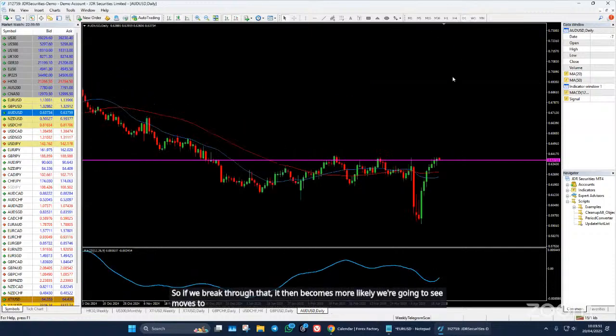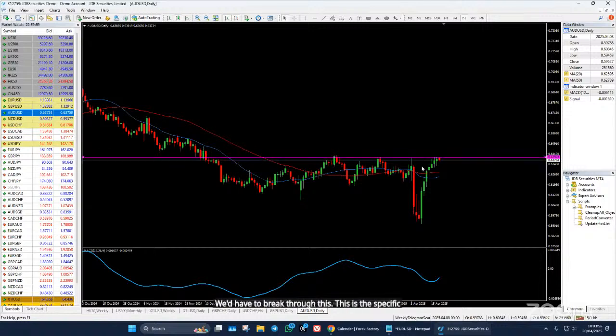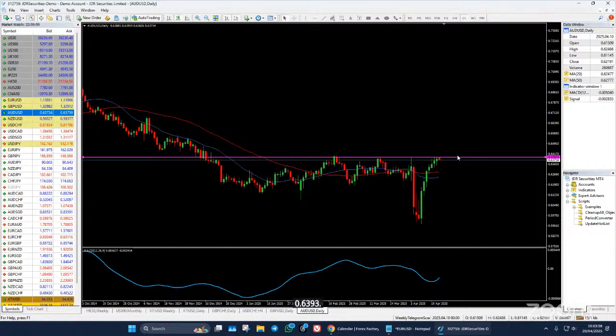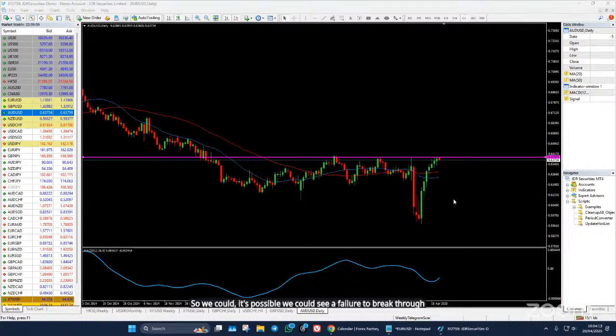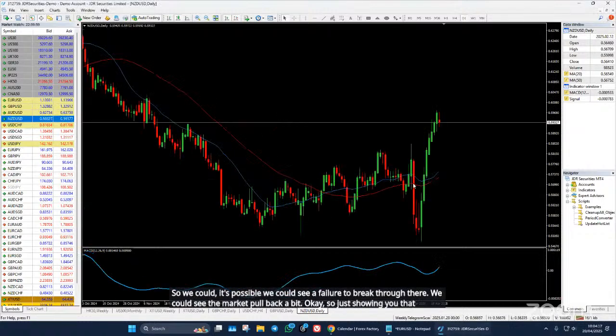So from a daily perspective, we'd have to break through this. This is the specific level I'll be watching: 0.6393. I want to see us break and close above that. We're not there yet. You can also see, which is not necessarily a sign of strength, although we have a relatively flat level here, we have got bearish divergence there. So it's possible we could see a failure to break through there, and the market could pull back a bit. Okay, so just showing you that. Kiwi dollar, US dollar managed to break up.